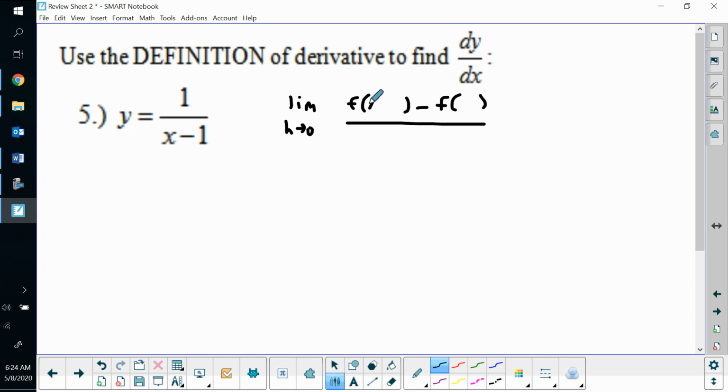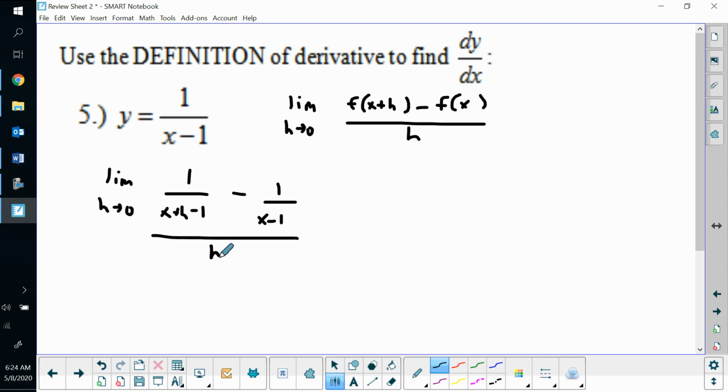So we have f of x plus h in this first one minus f of x all over h. So f of x plus h means in your equation, anywhere there is x, just replace it with x plus h. Okay, it does not mean add h on the end. It means replace your x's with x plus h. So there's f of x plus h. Minus f of x, well, that's just the original. And then all over h.